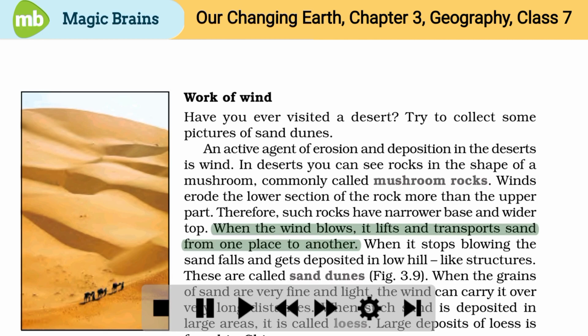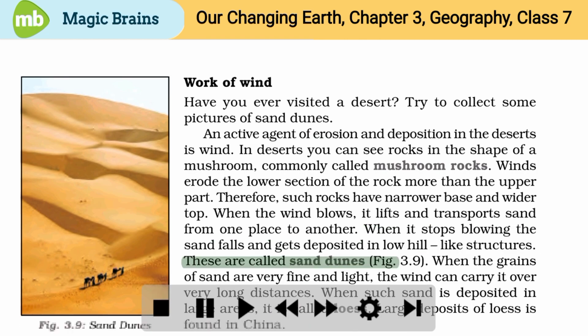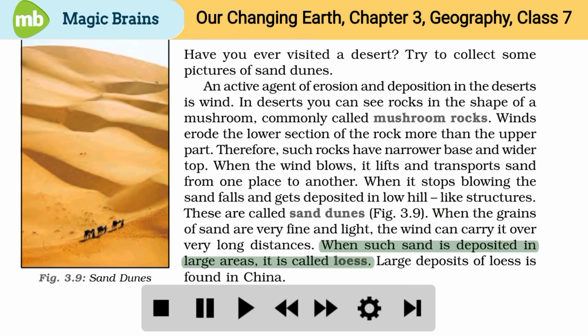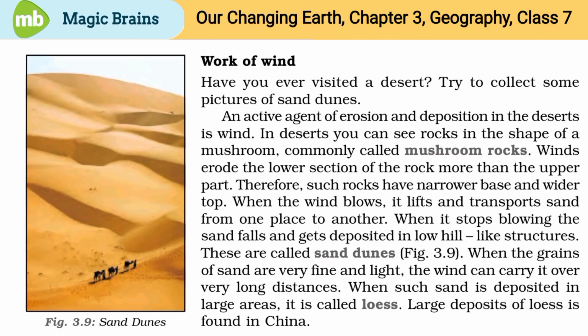When the wind blows, it lifts and transports sand from one place to another. When it stops blowing, the sand falls and gets deposited in low hill-like structures. These are called sand dunes. When the grains of sand are very fine and light, the wind can carry it over very long distances. When such sand is deposited in large areas, it is called loess. Large deposits of loess are found in China. On the left side, we have the picture of sand dunes.